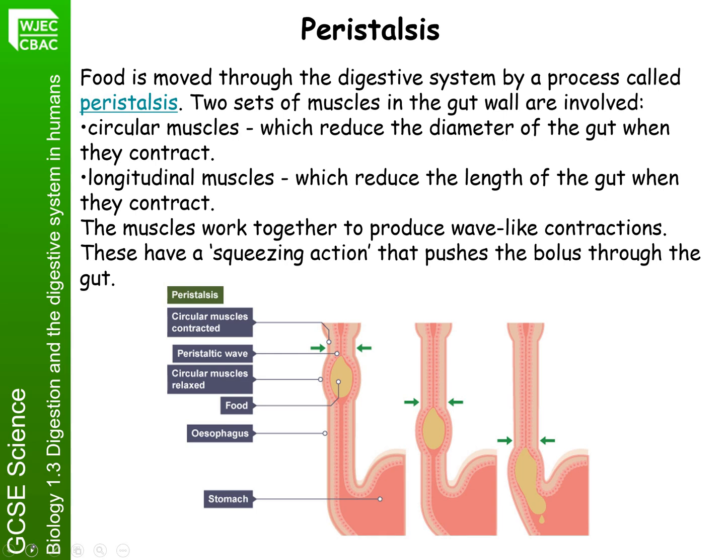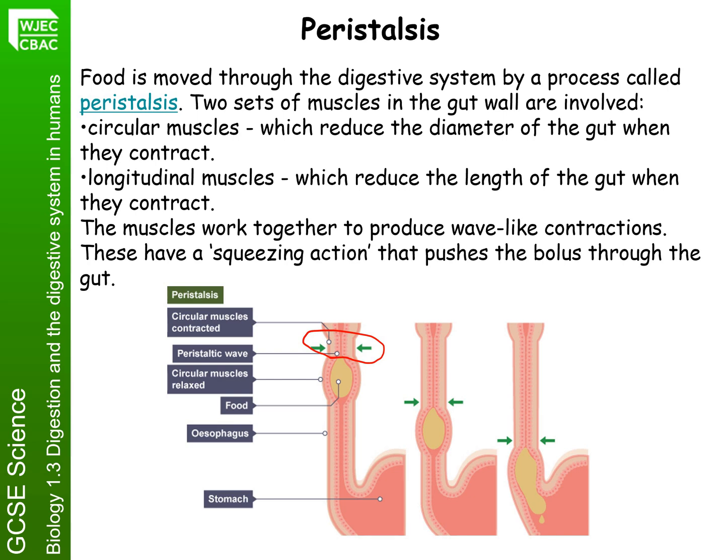There are two sets of muscles involved. You have circular muscles, so those will squeeze inwards, reducing the diameter of the gut when they contract. So if you look at the diagram at the bottom, the circular muscles here are contracting and narrowing the diameter of the gut. Those work together then with the longitudinal muscles. So those will be reducing the length of the gut.